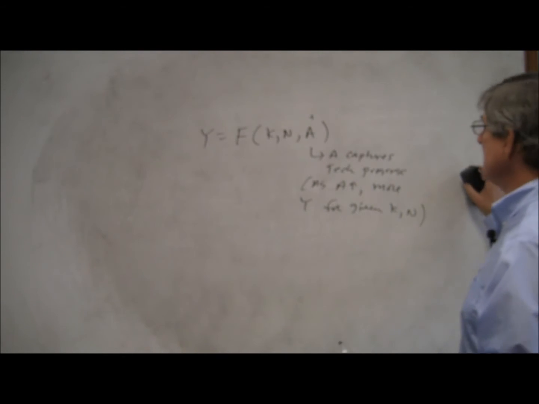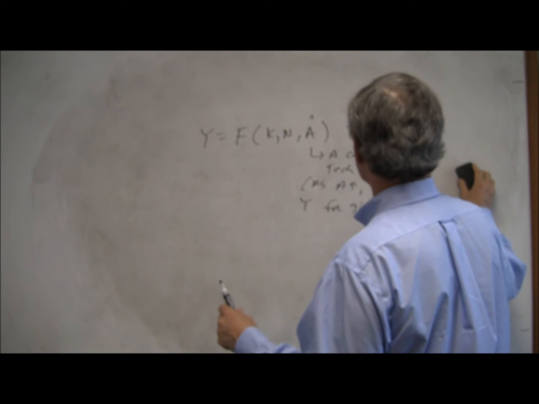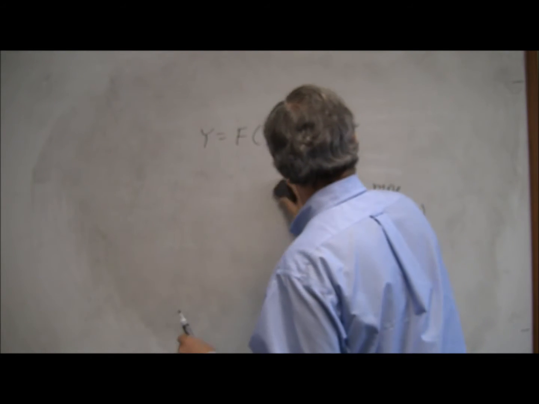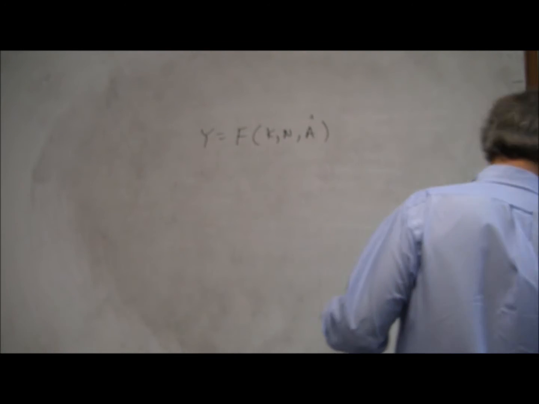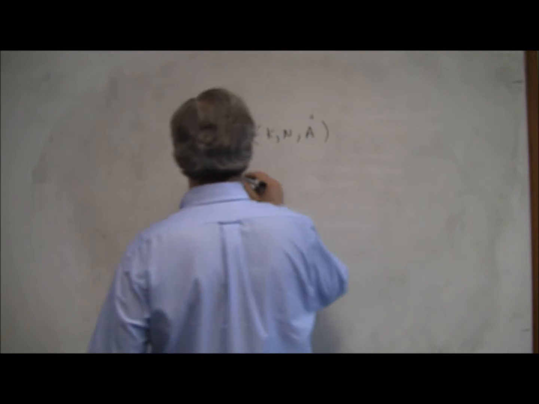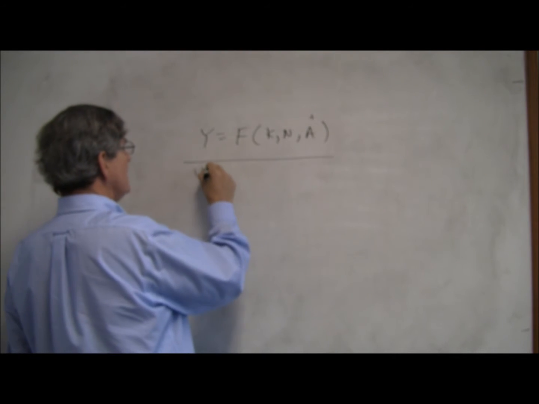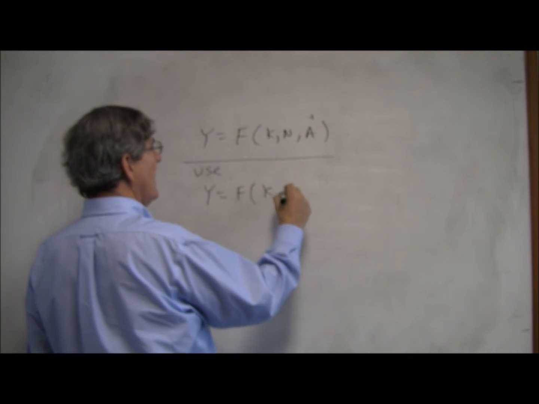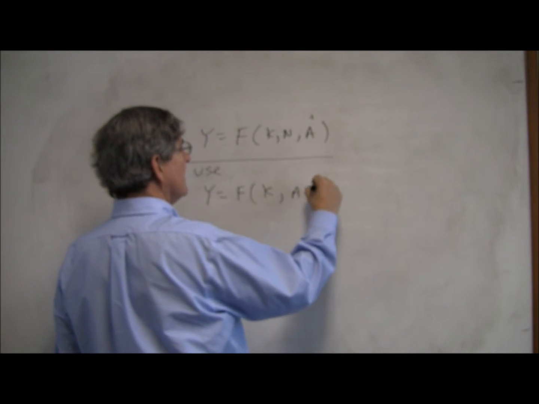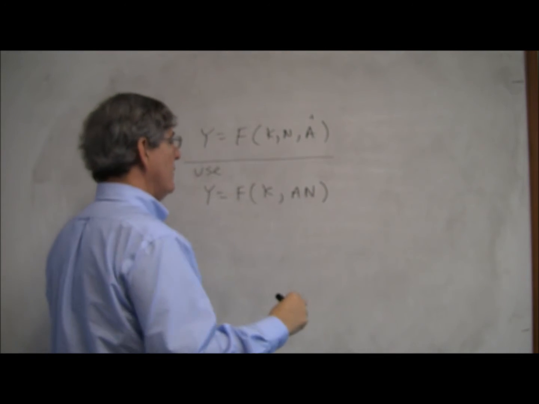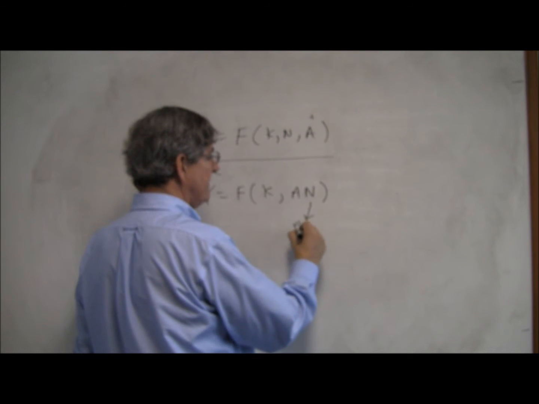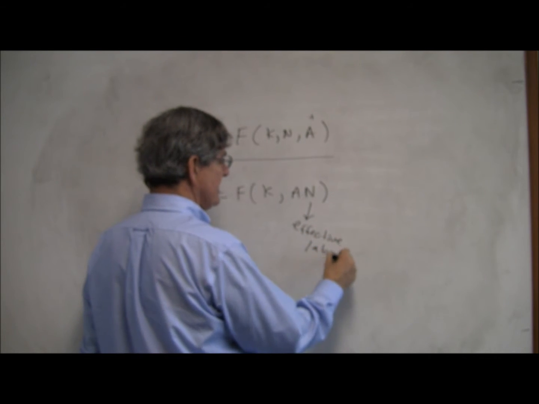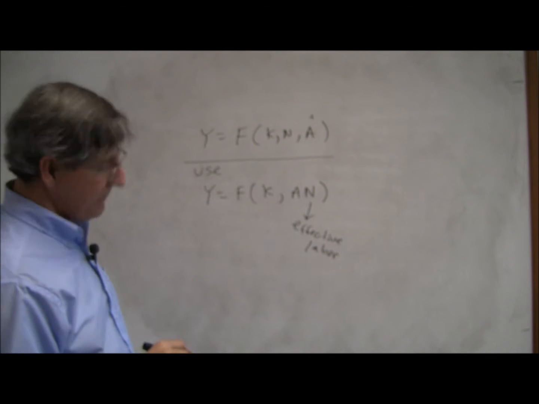Well, let me come back to the Cobb-Douglas in a second. We're going to write this in a slightly different form, in a little bit more restrictive form. So we're going to use Y equals F of K and the product of A and N. And what this term is called is effective labor. And we'll explain this a little more in a second here. But it's called effective labor.